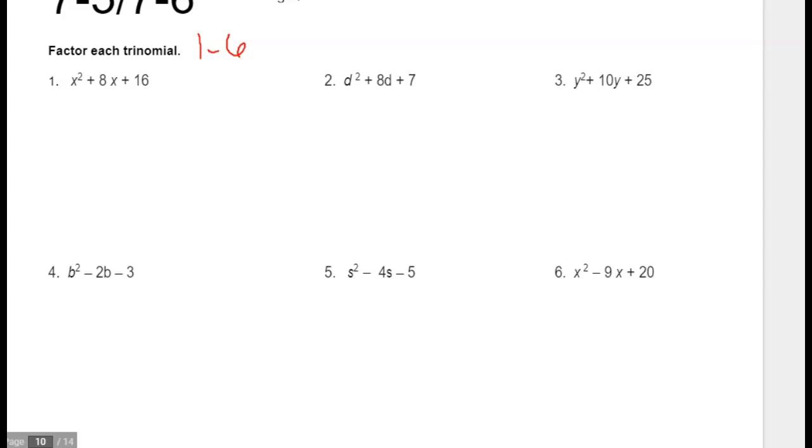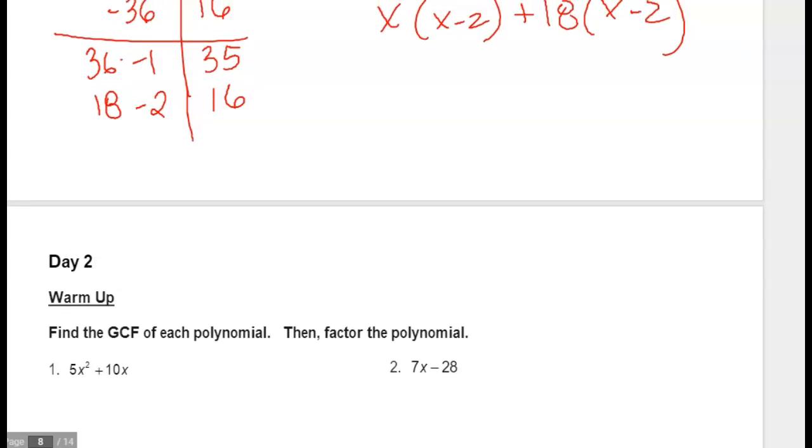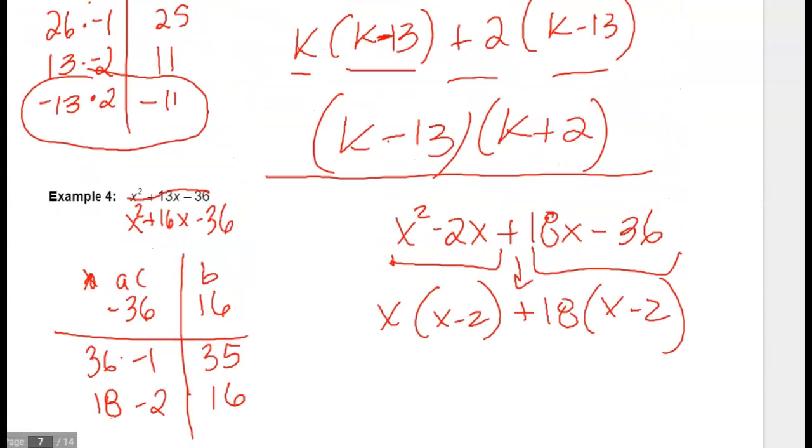Okay, and make sure you're showing your work like we did up here on these examples. So turn in all 3 pages to receive your credit, and have a good day.